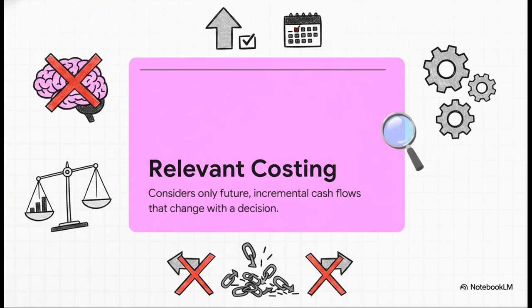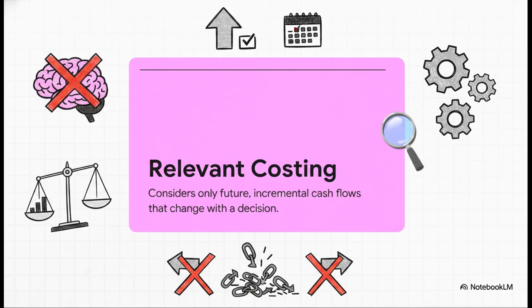So, let's zoom out to the macro level, because here's a wild truth. This exact same emotional dynamic plagues multinational boardrooms too. Executives are human, right? They fall in love with failing projects all the time because of the millions they've already poured into them. To fix this, ACCA professionals use a concept called relevant costing.